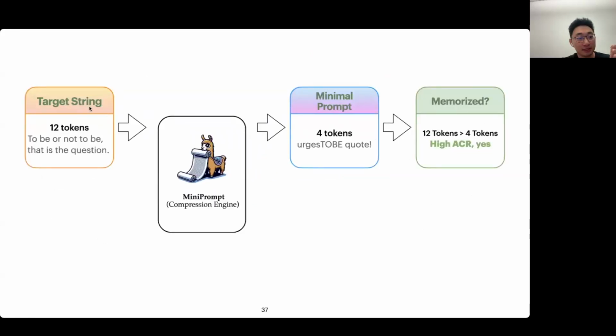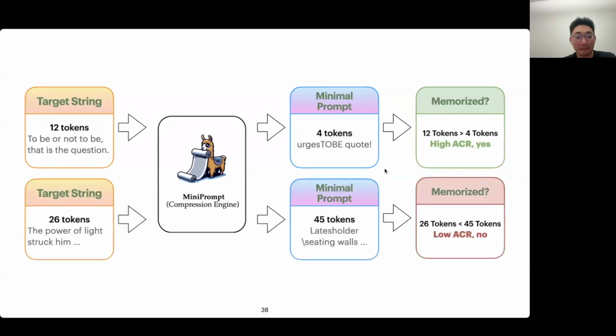So here's an example of how you use it. Let's say the target string is a famous quote from a Shakespeare play. I pass that through my compression engine, and I find out that I only need 4 tokens to exactly regurgitate that target string. So now my ACR is pretty high, so we think it's memorized. Now, if this target string is very unique, it has 26 tokens, and you find out you probably need 45 tokens to generate this, then it has a very low compression ratio. So in our definition, it's not memorized.